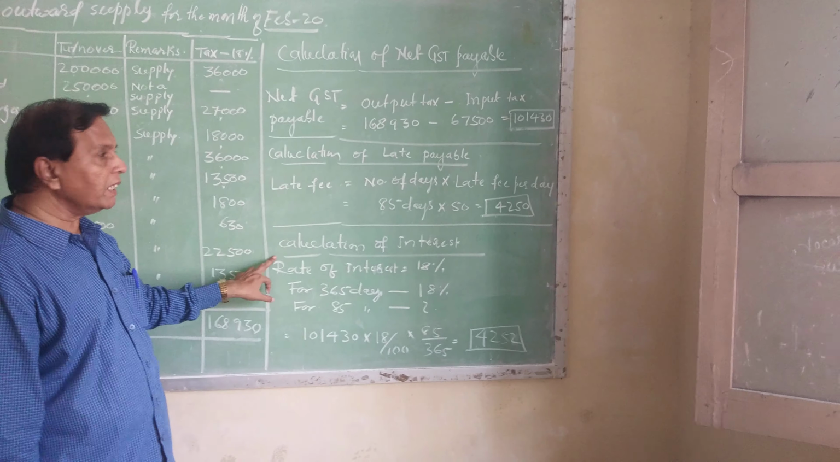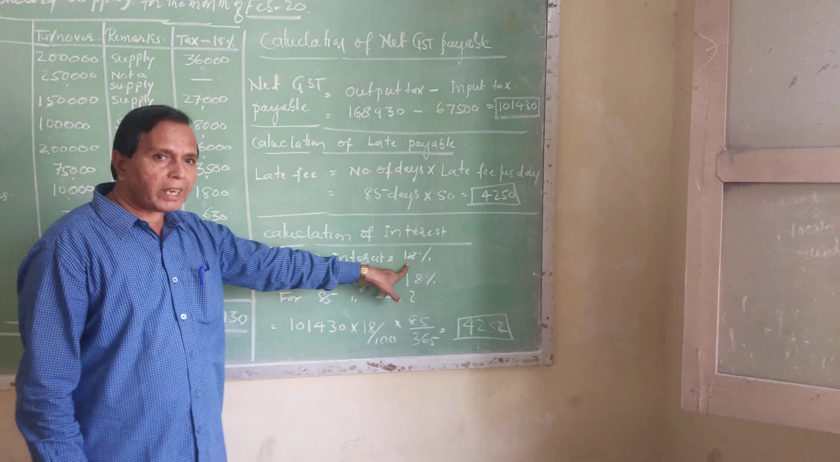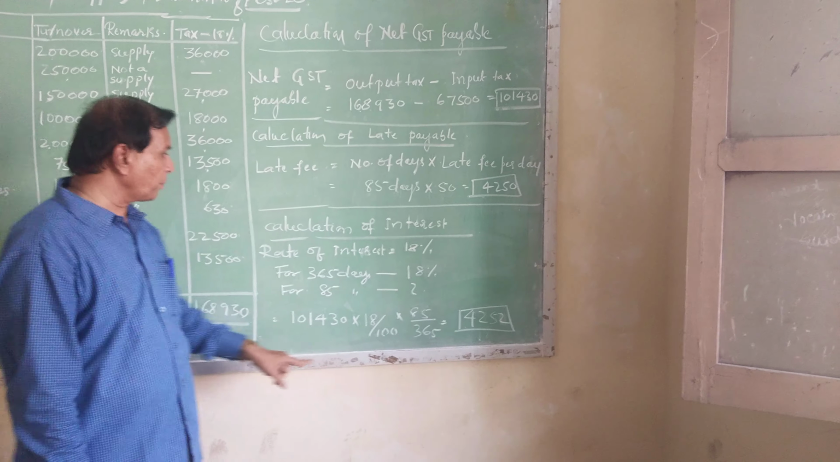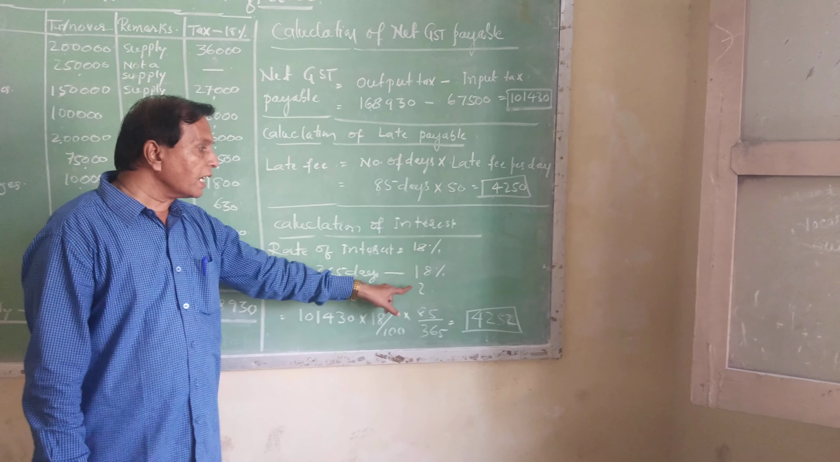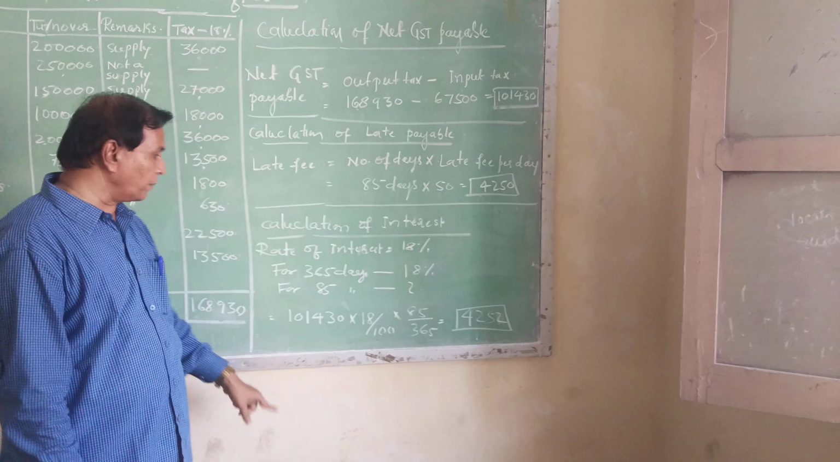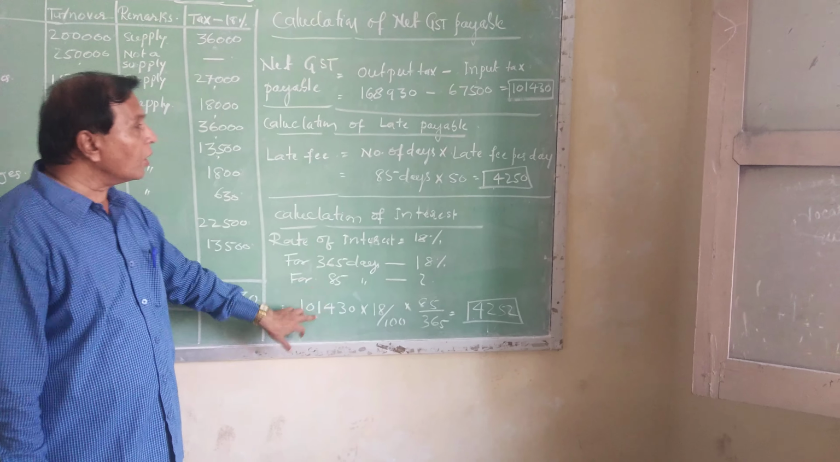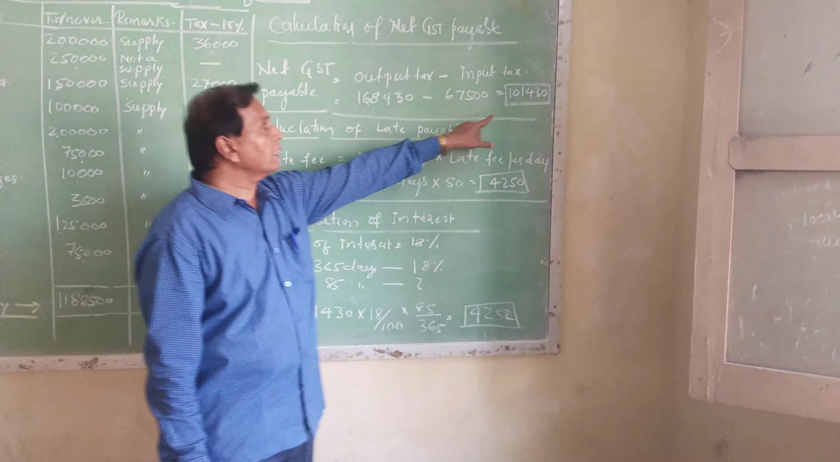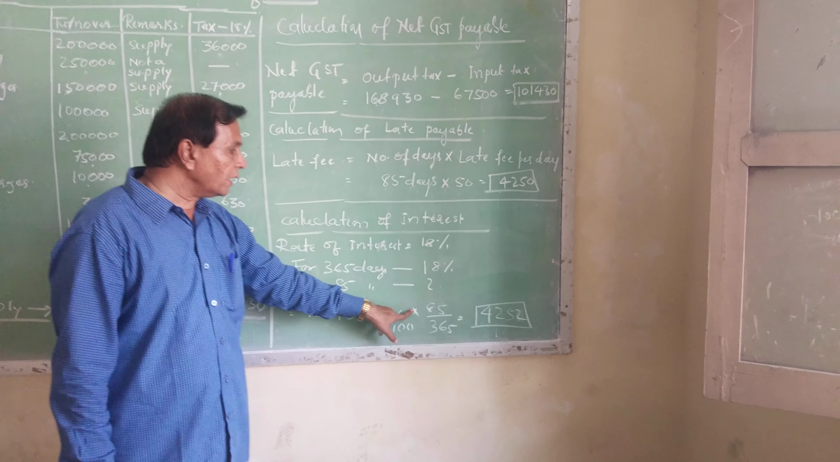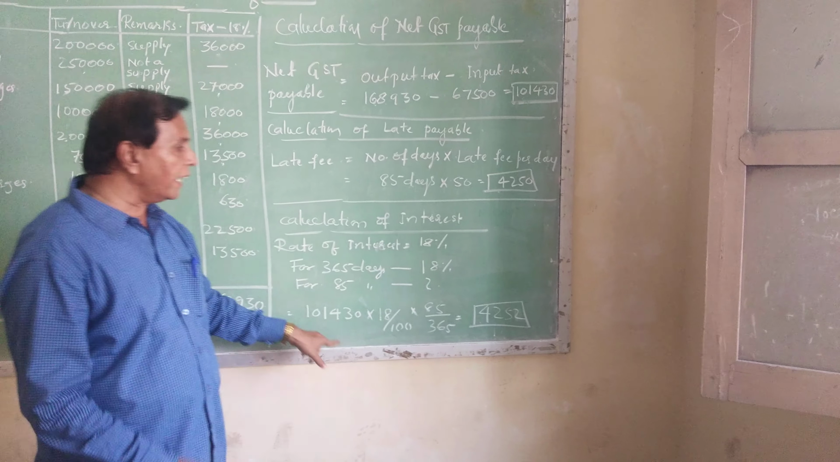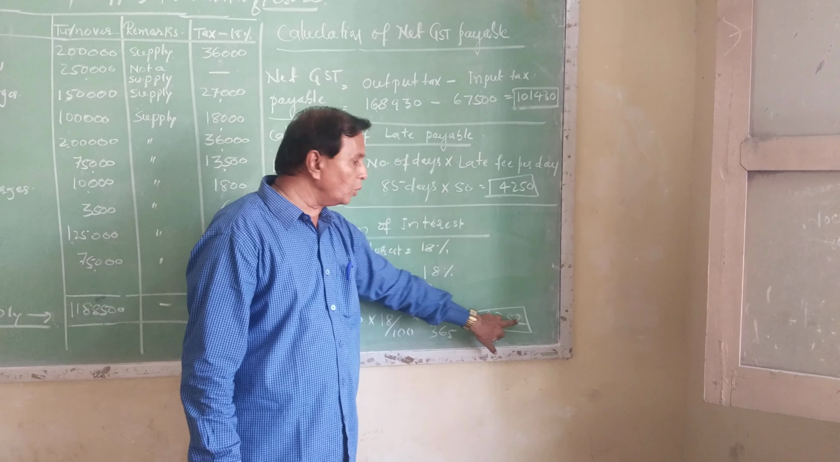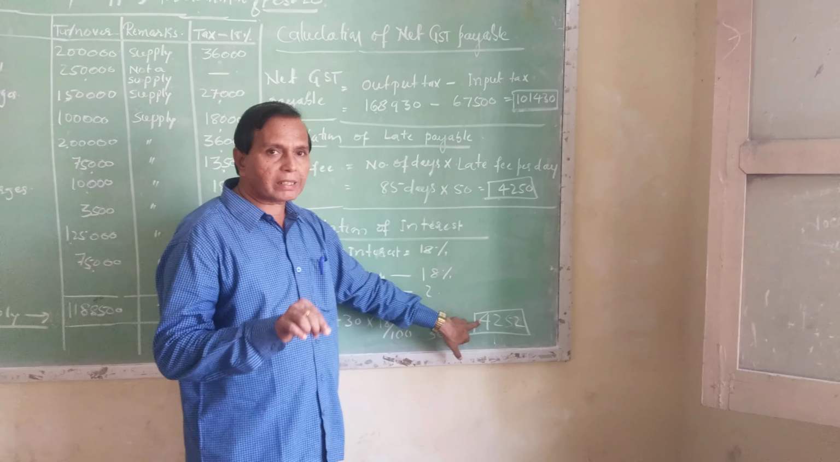And the last one is calculation of interest. Rate of interest is always fixed at the rate of 18%. It will not be changed. For 365 days it is 18%. For 85 days, how much interest should be payable by the dealer? This is charged on the net GST payable, that is on 1,01,430 into 18% into 85 by 365. If we calculate this amount, we will get 4,252. This is the interest charged by the tax officer.